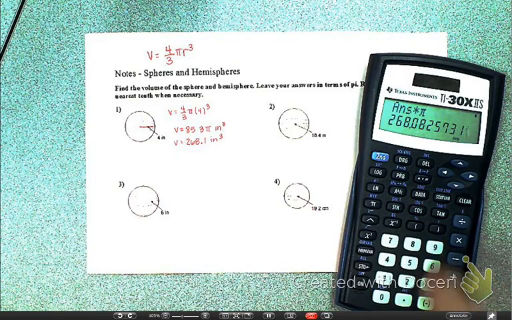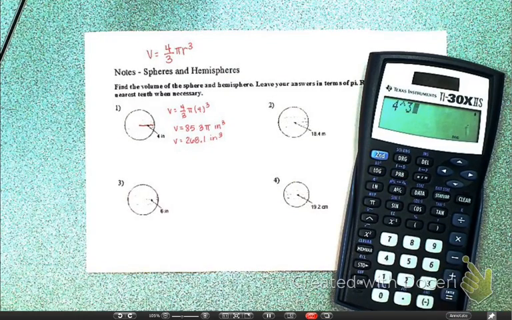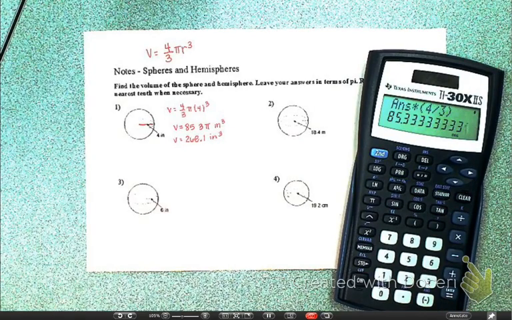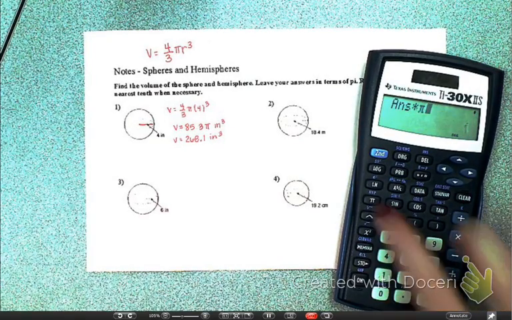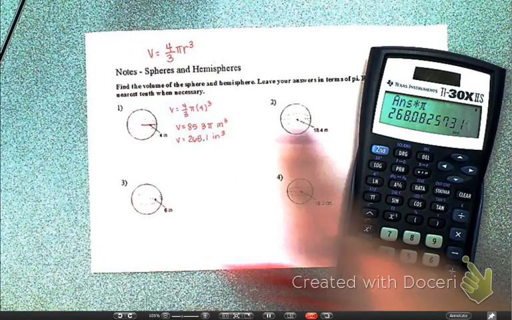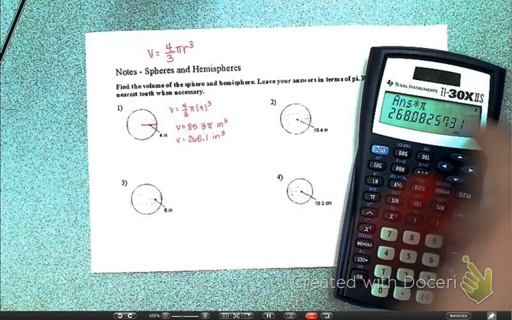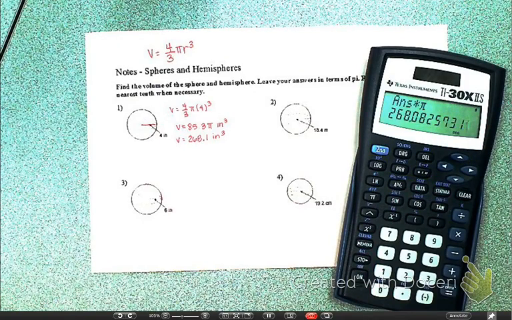So watch what I do again. I did 4 to the 3rd. I pressed equals and I left it. And then I multiplied by 4/3 and I left it. And then I multiplied by pi. So while I'm rounding on my paper, I'm leaving the full decimal on my calculator. So I'm getting an exact answer every time. The more you round, the less exact your answer is going to be.